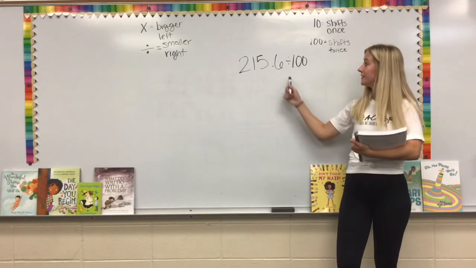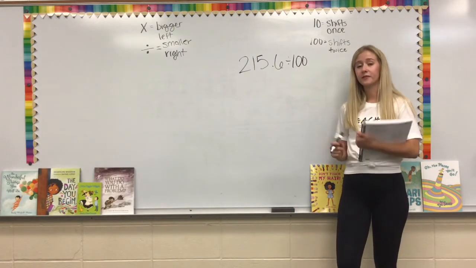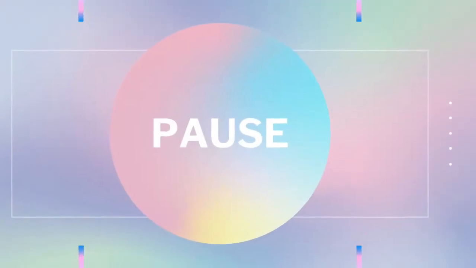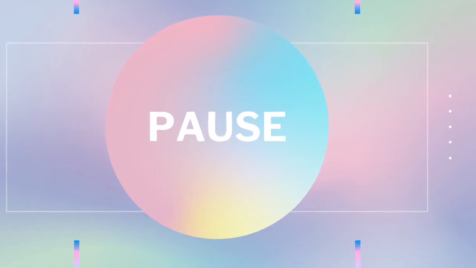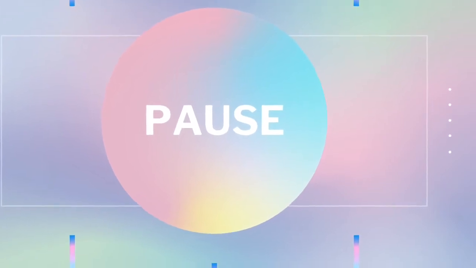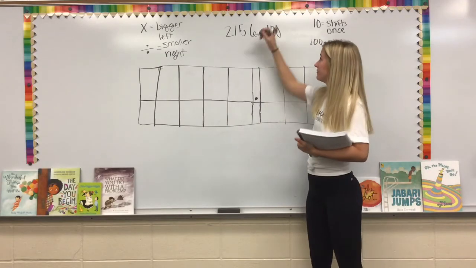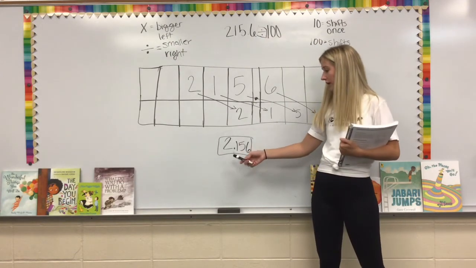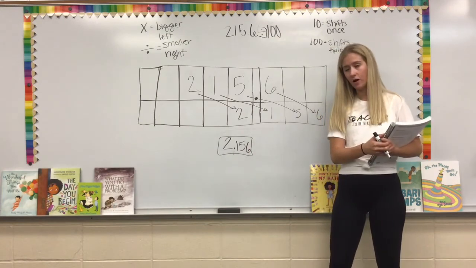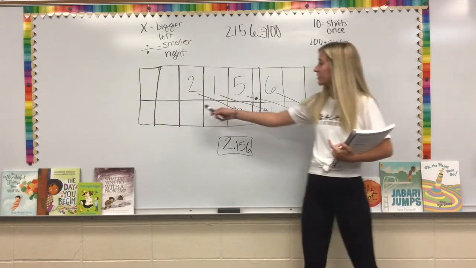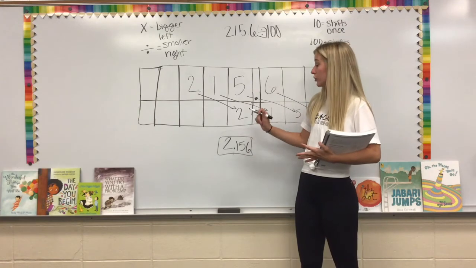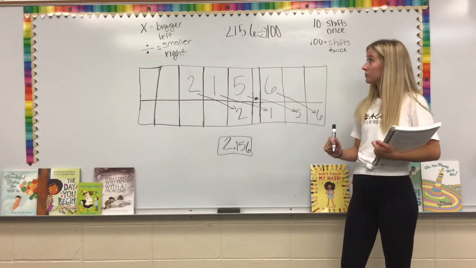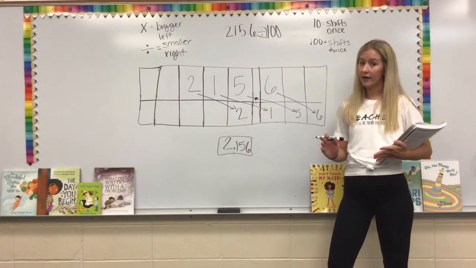215.6 divided by 100. Pause the video again and try it out. This time we have changed it into a division problem. The number that I hope you came up with is 2.156. All right, I know this is the right answer because I shifted all of my numbers over 2 places. 1, 2. And my number also got smaller, which is what should happen when I'm dividing.